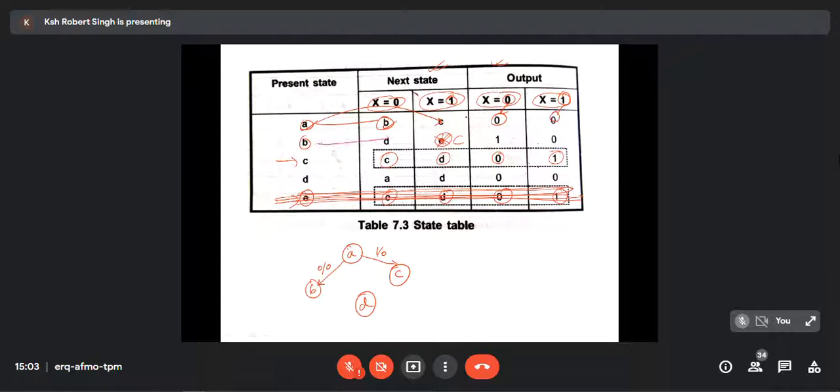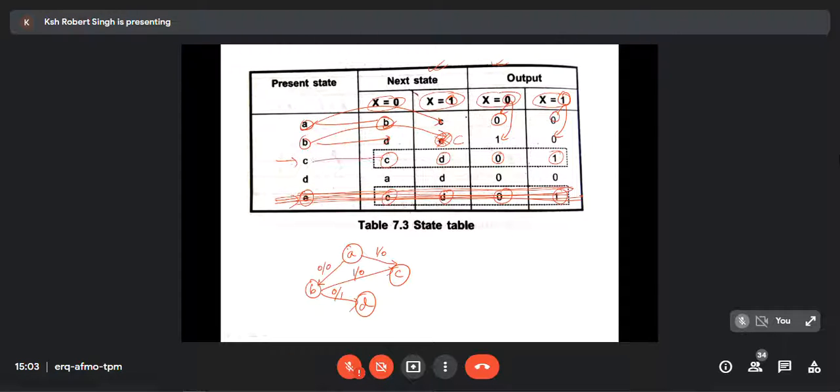B to D, when input is 0, output is 1. B to C, when input is 1, output is 0.